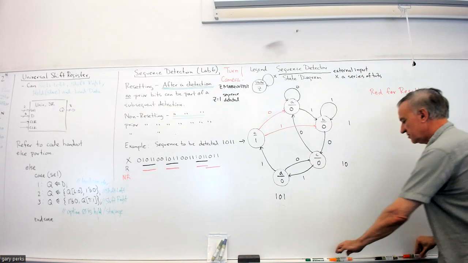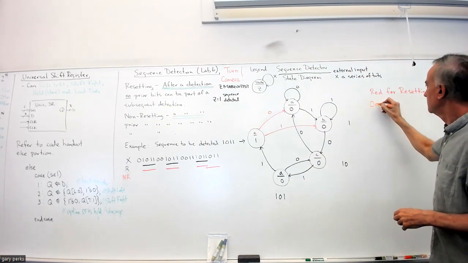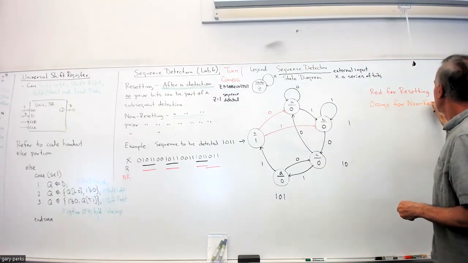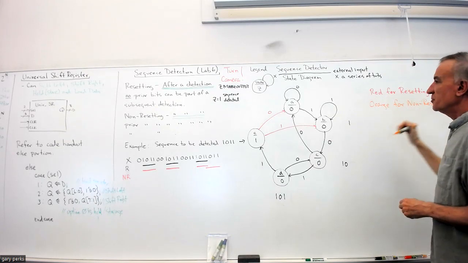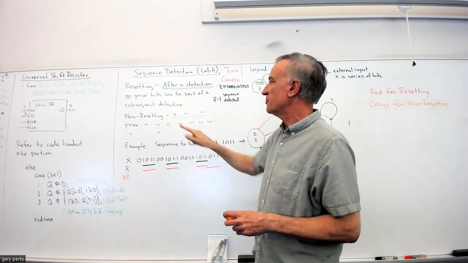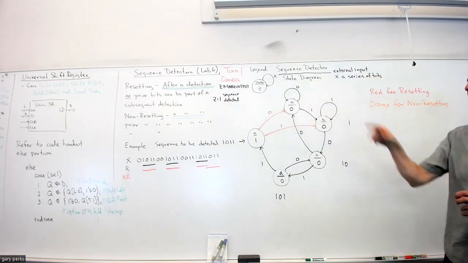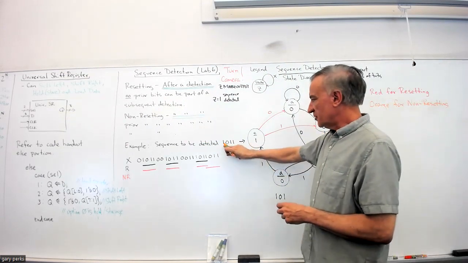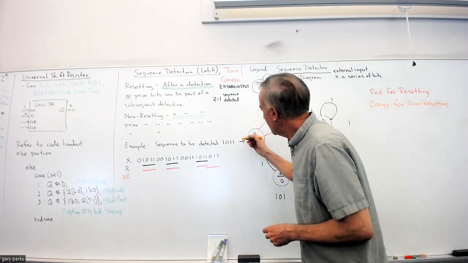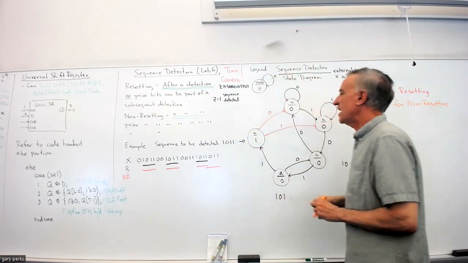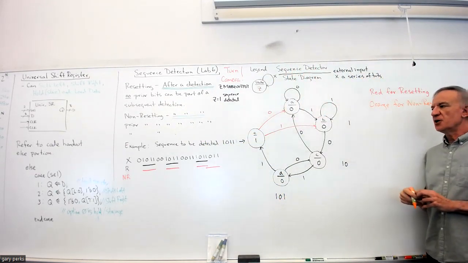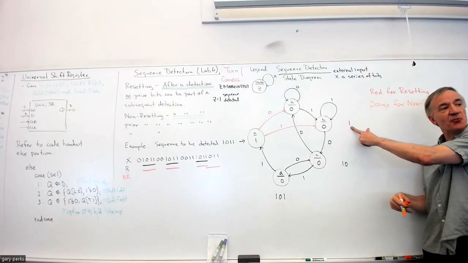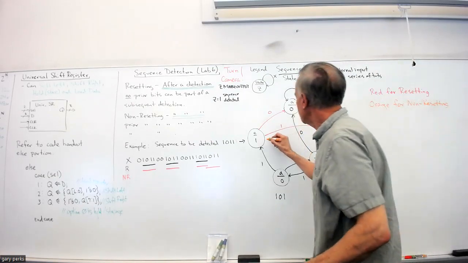Okay, now let's do orange for non-reset. But remember, non-resetting means after a detection, I can use prior bits for a subsequent detection. So let's say we have our detection, and now let's say we get a 1 after our detection. Where would we go? To B again, because it takes a 1 to get to B. So you see, this would also go to B.